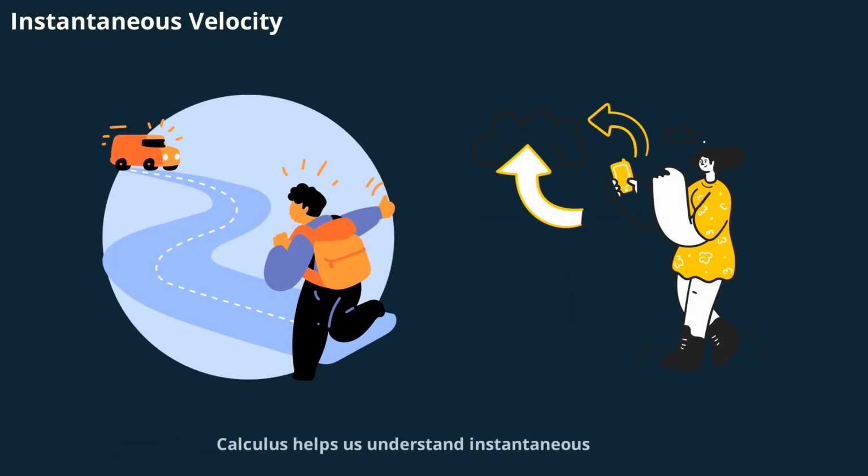Calculus helps us understand instantaneous velocity, the speed at a specific moment. While average velocity is distance over time, instantaneous velocity is the limit as the time interval shrinks to 0. This idea is captured by the derivative, which measures how a function changes at an instant. The speedometer in your car shows instantaneous velocity, a concept made precise by calculus.